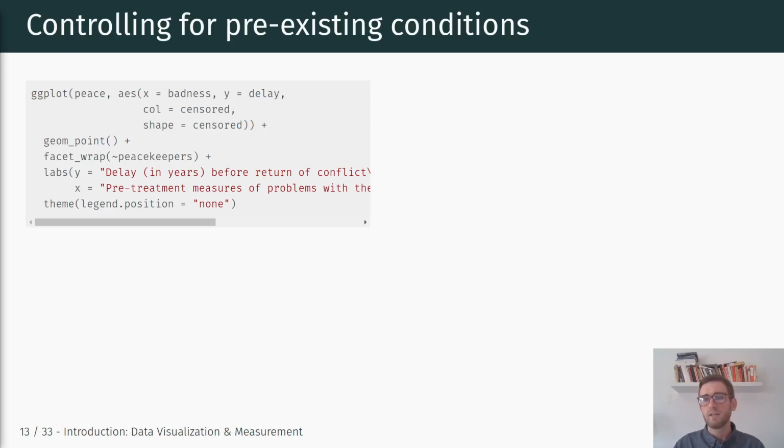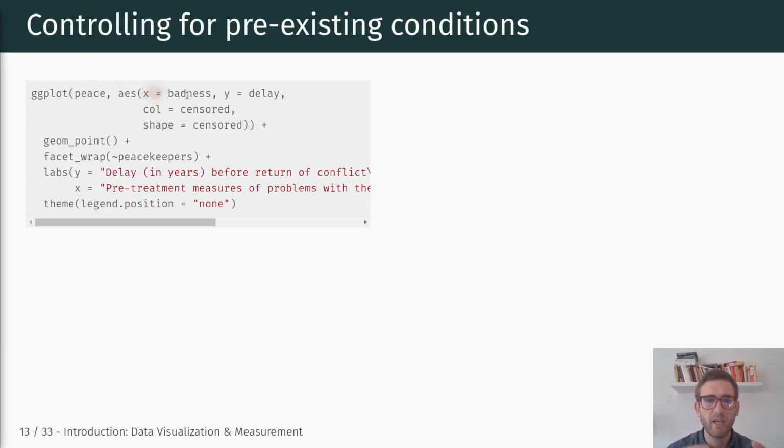So the way this is done in the book example is two different scatter plots that again separate by whether or not there was a UN peacekeeping mission, and then look at the relationship between this badness score on the one hand and the delay, so the time that it took between the ceasefire and the revival of fighting. Okay, and in order to replicate this plot using ggplot, we again use our peace data frame. And we have a couple of different aesthetic mappings.